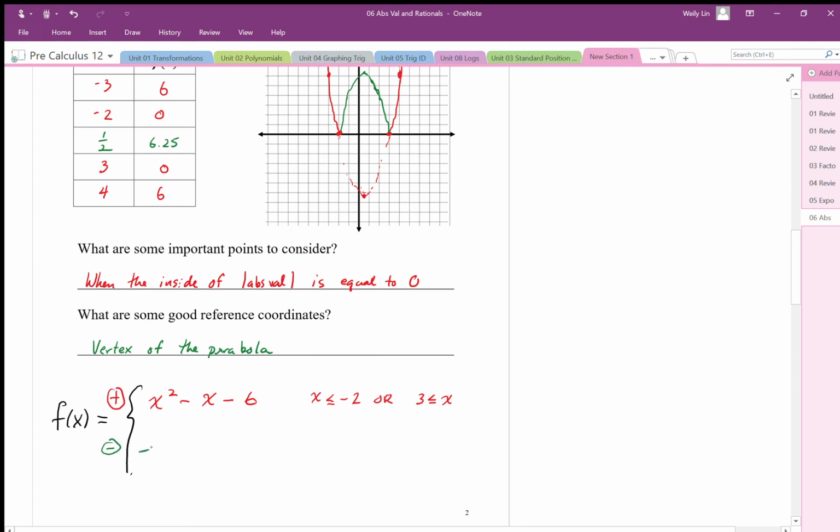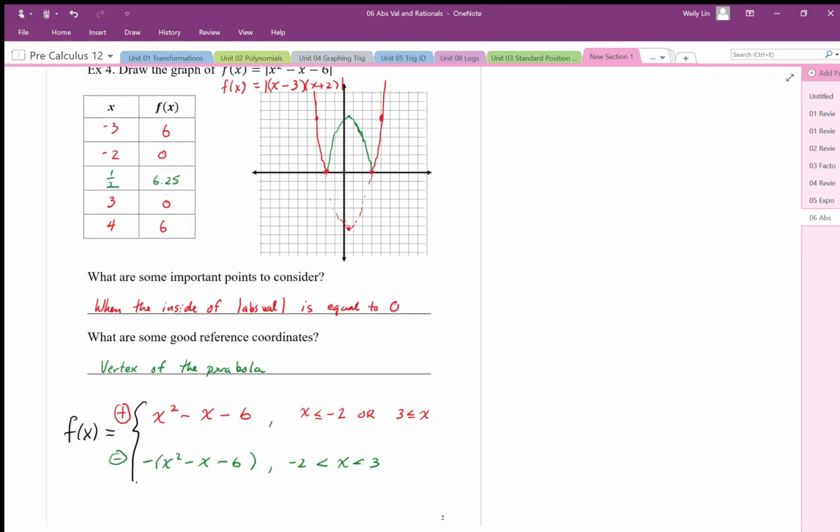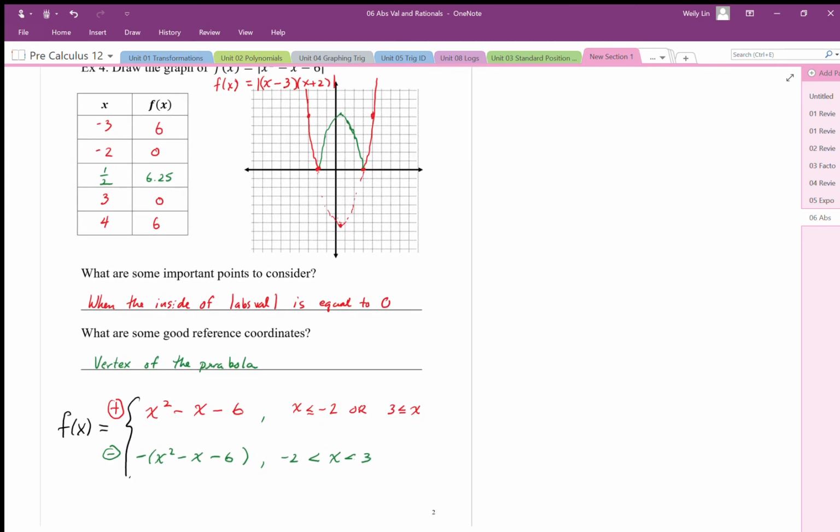And that's going to look like this. We're just going to take that original parabola. Since the y values are negative, we're just going to put a negative on the outside to make it positive. And the domain of that is going to be in between. So it's going to be less than 3, but greater than negative 2. So this is the domain of the negative part of the function, and that's the part in the middle. The outside parts are the positive part, which didn't get flipped around, and that's from less than negative 2 or greater than 3. So this is what it would look like as a piecewise function.